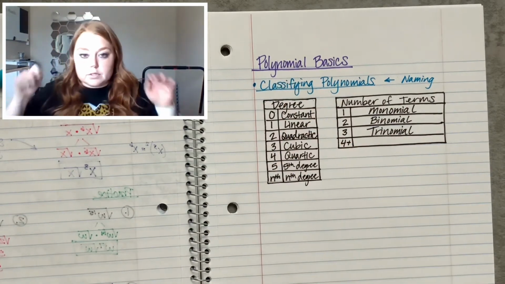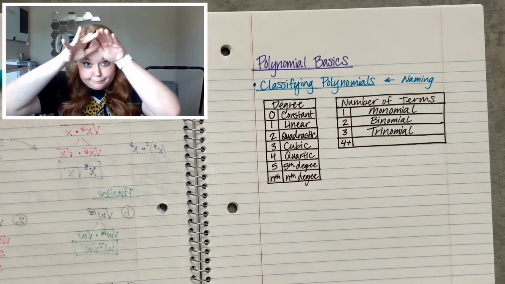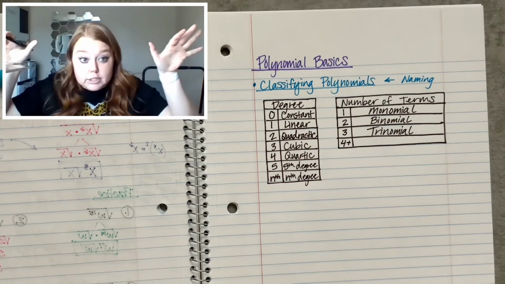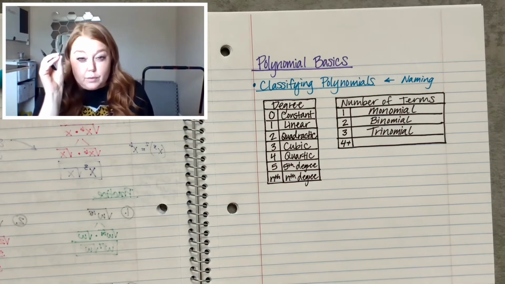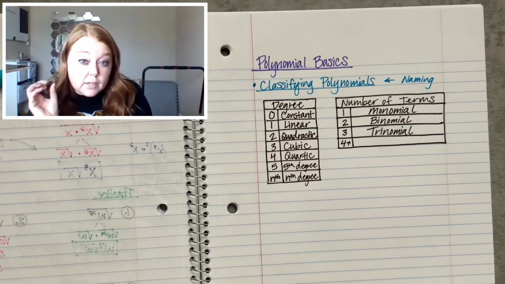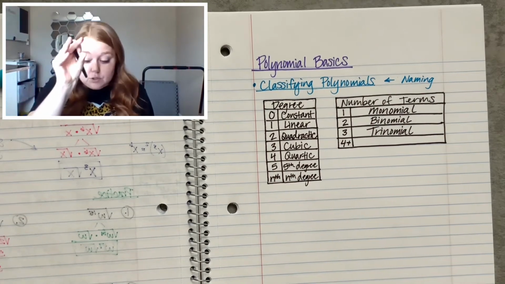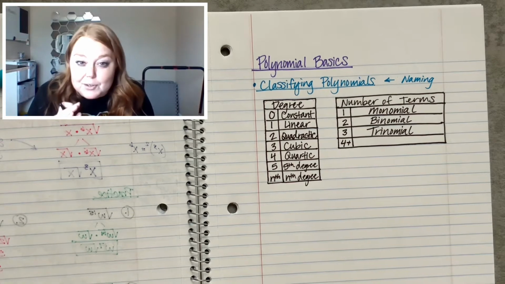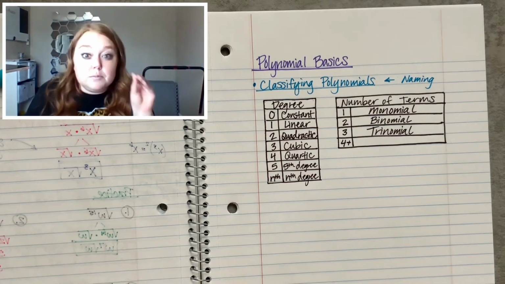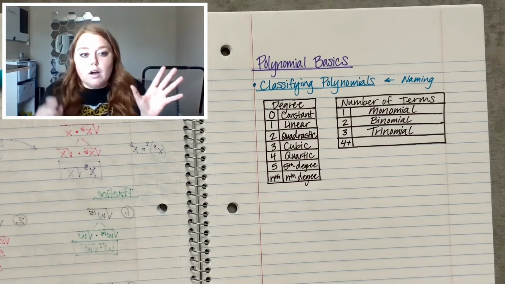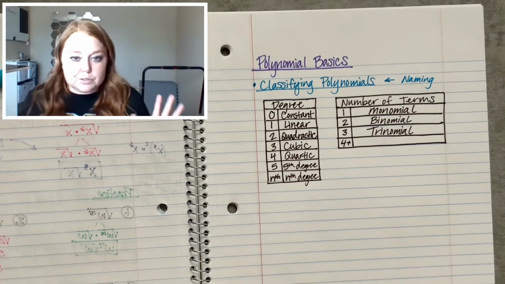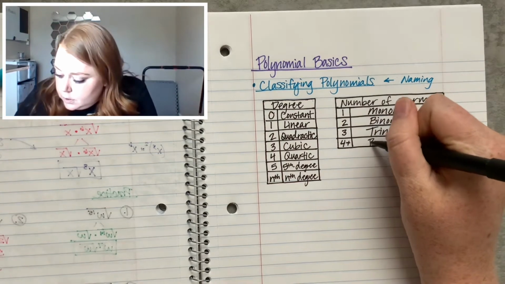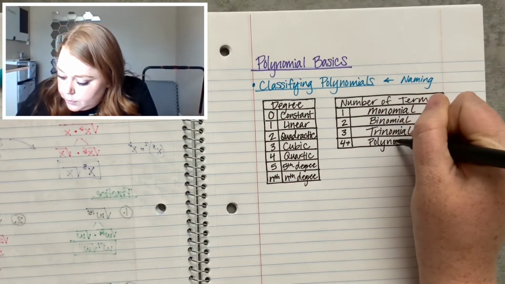So polynomial is kind of like the overarching name. And if it has one, we can be more specific. If it only has one term, you can be more specific and call it a monomial. If it has 2 terms, you can be specific and call it a binomial. 3 terms, trinomial. But overall, it's called a polynomial. And if it has 4 or more terms, then we just call it polynomial. So right here, polynomial.